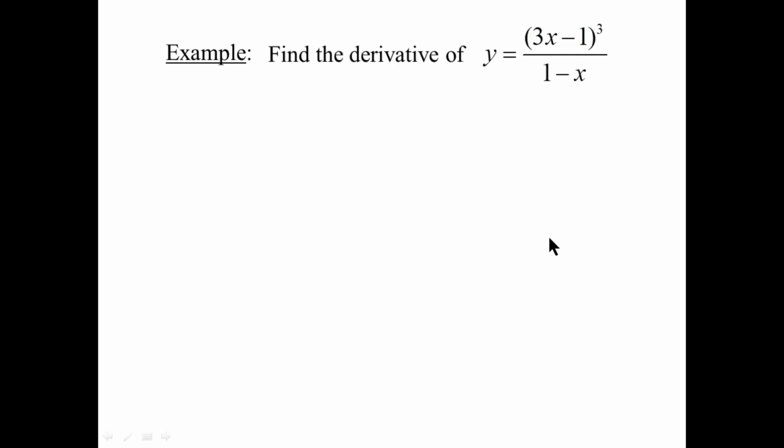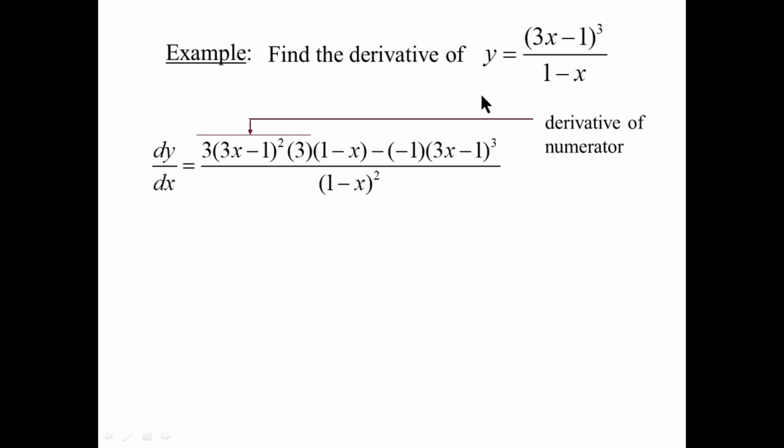Find the derivative of a quotient. Top thing prime times the bottom thing. Now the top thing prime will be 3 times all of this to the 2 times 3, and I've bracketed it here: 3 times (3x minus 1) to the 2 times 3. Top thing prime times the bottom thing, minus the bottom thing prime, which is minus 1, times the top thing copied, all divided by the square of the denominator.